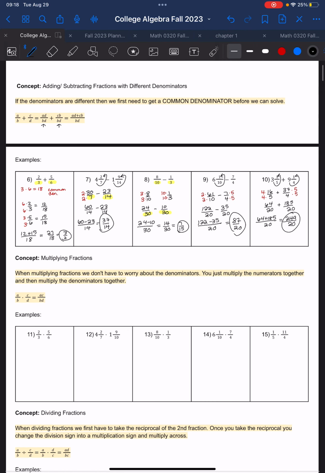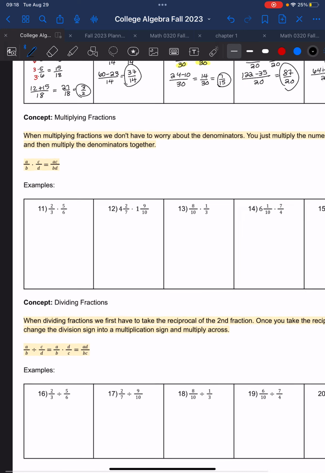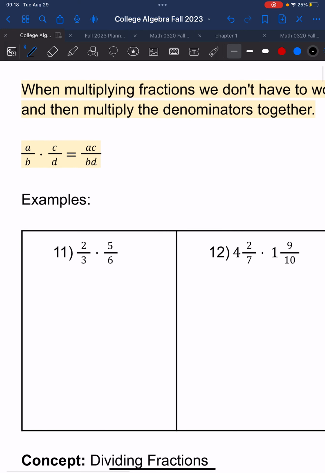So moving on to the next concept, which is multiplying fractions. When multiplying fractions, we don't have to worry about the denominators. We just multiply the numerators together, then multiply the denominators together. So for our formula, we have two fractions, a over b times c over d. Notice that there is nothing that is the same here. We don't have any common denominators, anything like that. Because all we're doing is multiplying the tops across, and then multiplying the bottoms across. So in this formula, that gives us a times c over b times d.